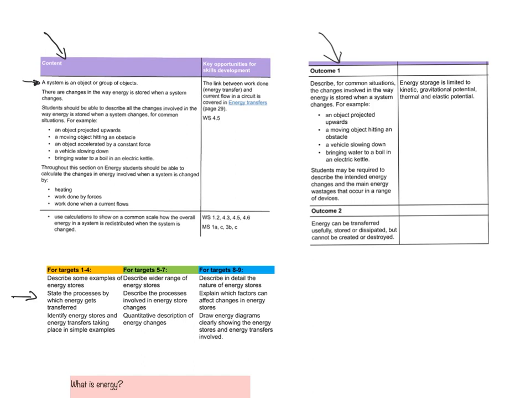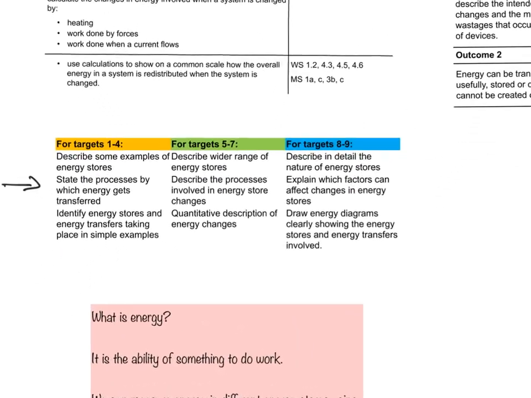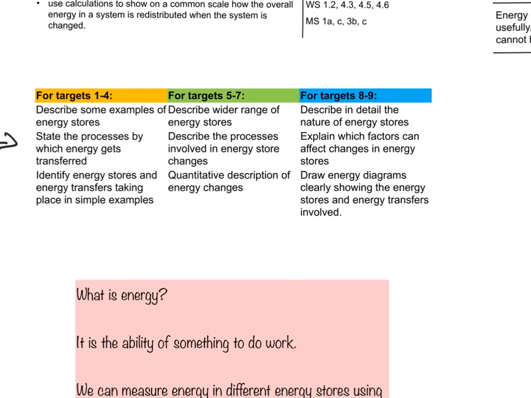Now, I kind of simplified this in the outcomes section, the targeted outcomes. Very important to pay attention to certain things. So describe some examples of energy stores. This is what we will be talking about. State the processes by which energy gets transferred. That's the other thing we'll look at right now. And we're going to look at examples and questions on how we can apply this.